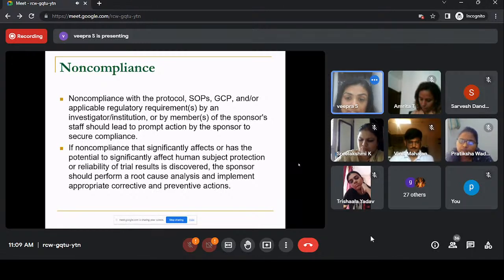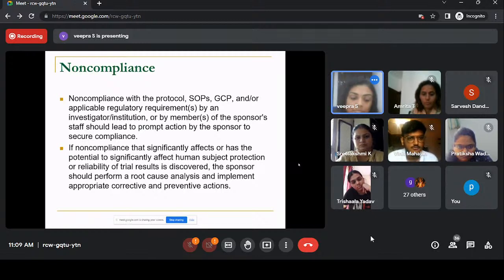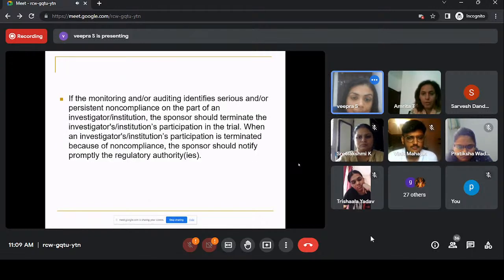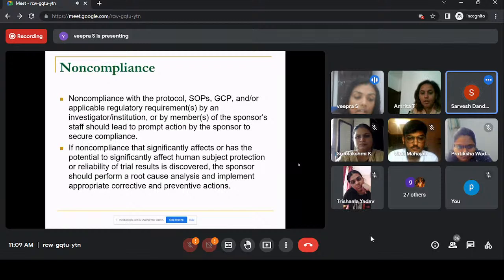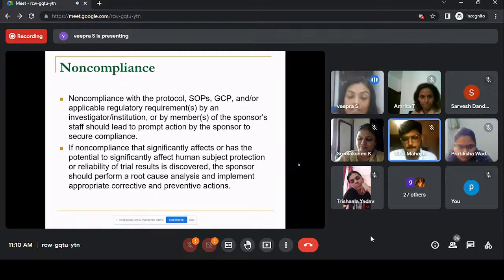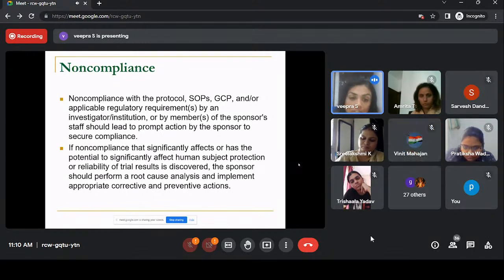What is this root cause analysis? What is the root cause? The main cause. The main reason behind the problem. The reason why this happened. Okay, so the reason behind this issue needs to be checked and verified. Then they have to implement corrective and preventive action. Why are we doing this corrective and preventive action?